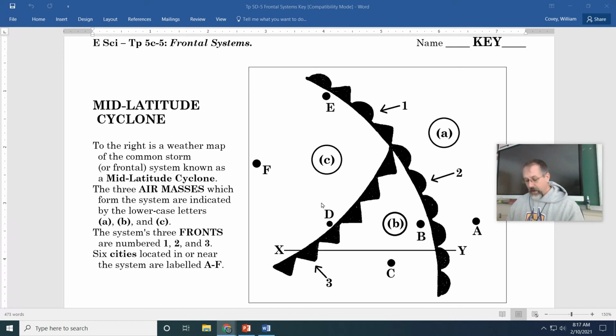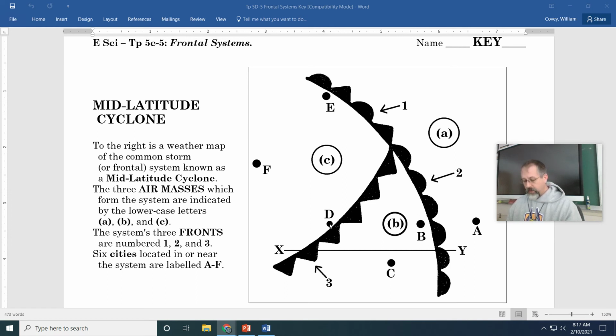26. At which city is a rapid temperature decrease occurring? Also city D, because the cold front just passed it. It went from warm, wet air to really cold, dry air. And so the temperature has probably dropped 10 or 15 degrees in the last couple hours. It's a pretty rapid temperature decrease.